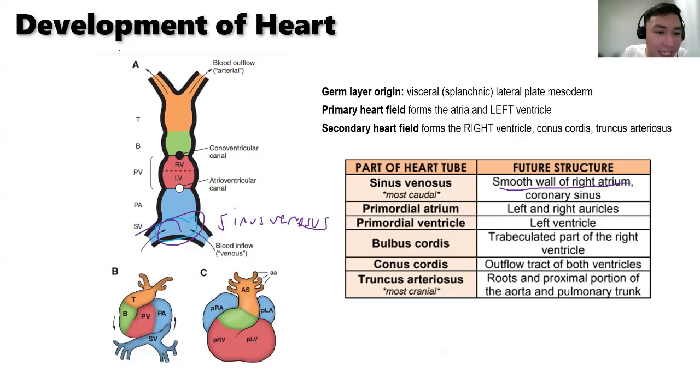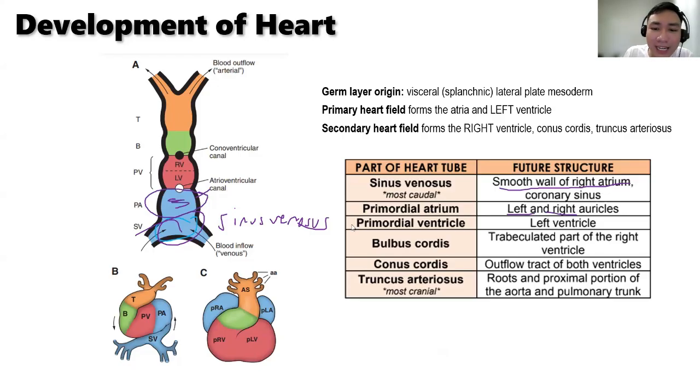And then your primordial atrium, which is this one. So, di ba sa atrium, yun yung nagko-collect ng blood from the venous circulation. Sila yung magiging left and right auricles or the trabeculated part of your right and left atria. Okay, again, your primordial atrium, kasi sila na yung nagko-collect ng blood, which is this portion right here, sila yung nagiging trabeculated part of the left and right atrium or your left and right auricles.